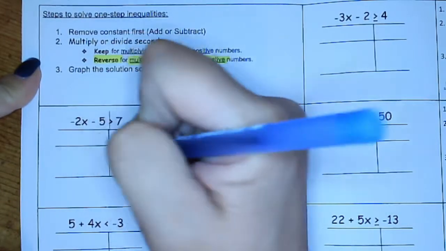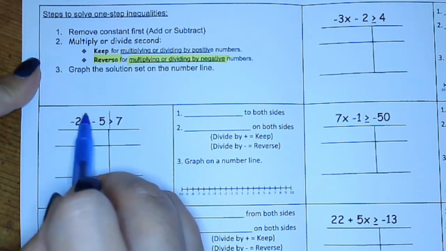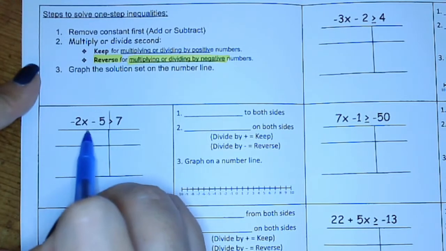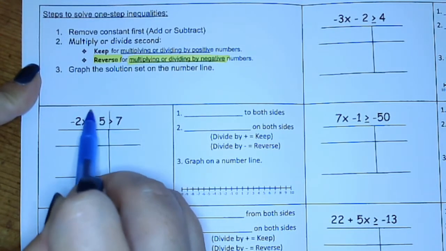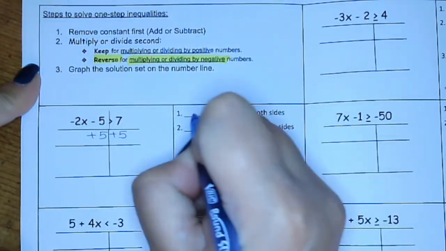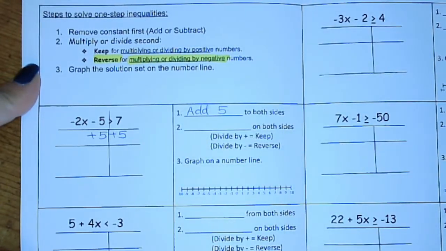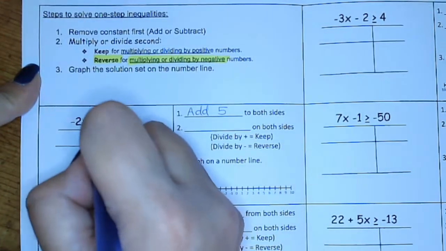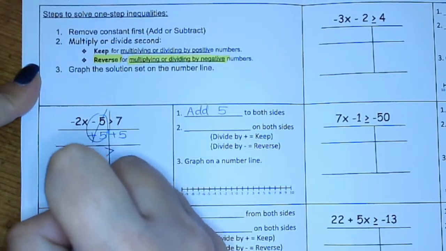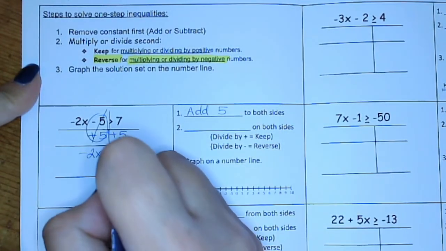So here we have negative 2x. So right away, this term right here tells us that the symbol will be reversed at the end, but not yet. Minus 5 is the constant. So that's what we do first. We need to inverse the operation. So add 5 on both sides. Adding a number always keeps the same inequality symbol. Adding and subtracting symbol is not changing. Bring down negative 2x. 5 minus 5 is 0. And then 7 plus 5 is 12.